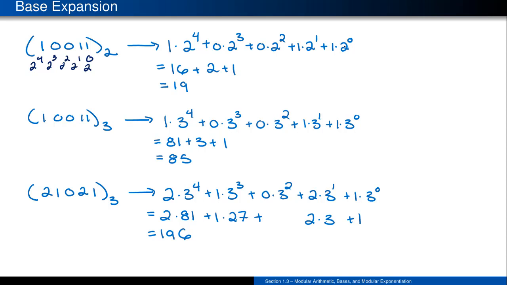Same exact thing happens if I look at these terms, let's say in base 3. This is going to become the term that goes with 3 to the 0. This is with 3 to the 1. This is 3 squared. This is with 3 cubed. And then this is going to be with a 3 to the 4. And you can record this number 21021 in base 3, which gets re-encapsulated as a base 10 number of 196.